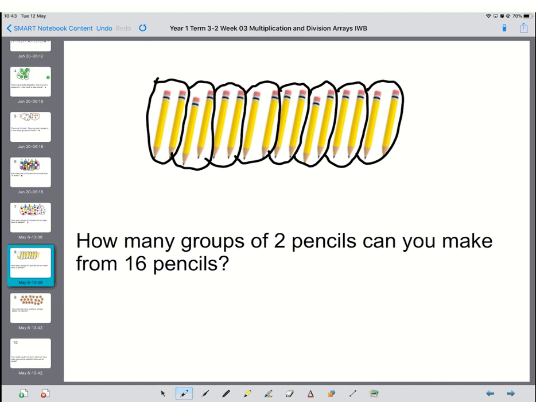So let's count them up. 1, 2, 3, 4, 5, 6, 7, 8. So there are 8 groups of 2 pencils.